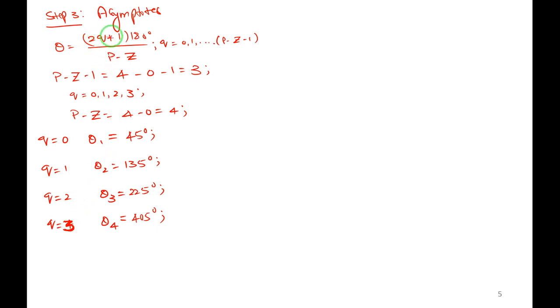So 2 threes are 6, 6 plus 1 is 7, 7 into 180. So 1260 divided by 4. So 315 degree. So please, if I make any mistakes, immediately you respond, right? Or else everything will go wrong further, right? Okay, fine. So the angles of asymptotes are calculated.